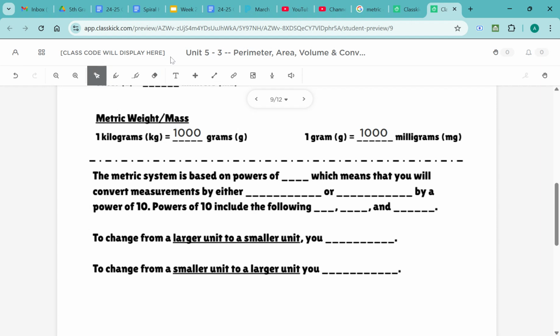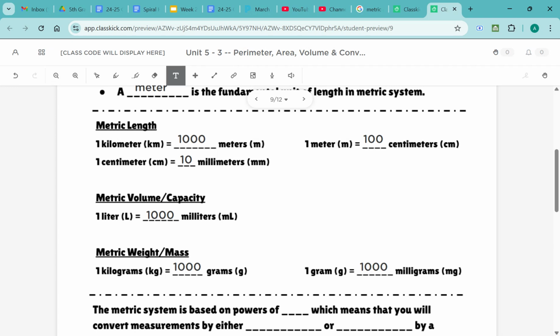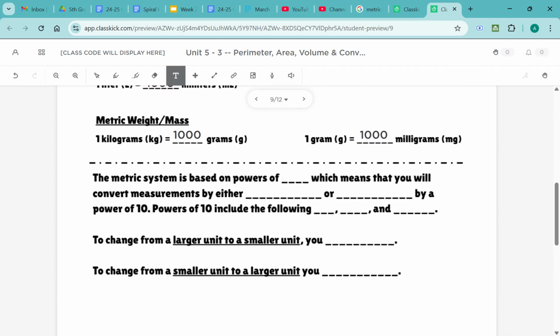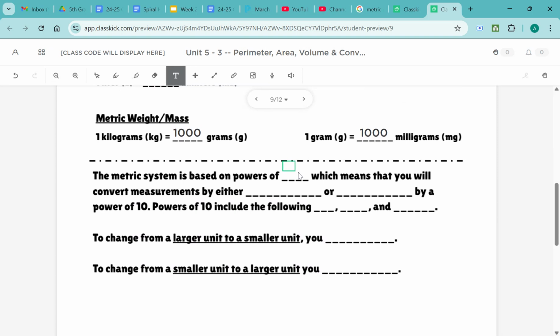All right, so the good thing about the metric system, and if you notice, all of these numbers are ones, tens, hundreds, thousands. That's because the metric system is based on powers of tens. So really, you're only going to be working with numbers like 1, 10, 100, 1,000, 10,000, but we actually don't do that in 5th grade. But if you're doing metric system in higher grades, you will maybe have 10,000 or 100,000, bigger numbers or smaller numbers.